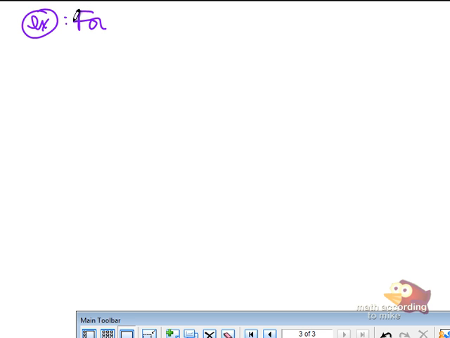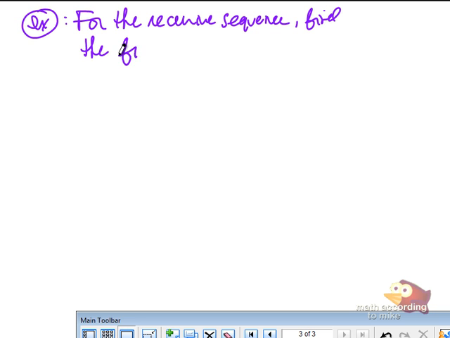For the recursive sequence, find the first 5 terms.